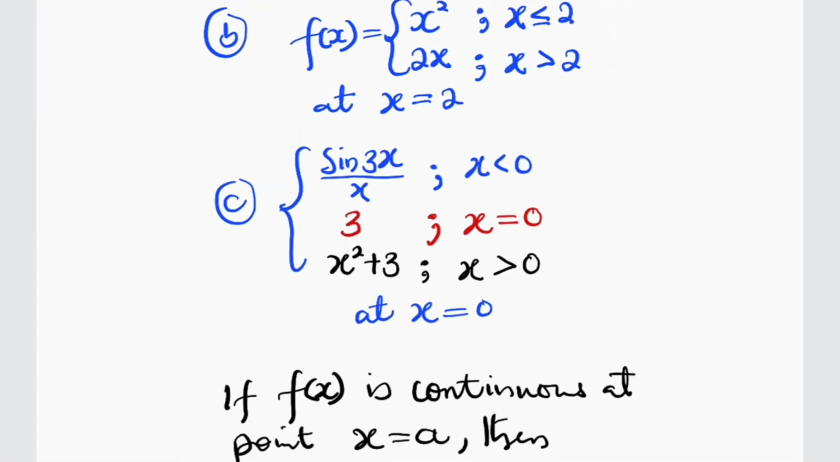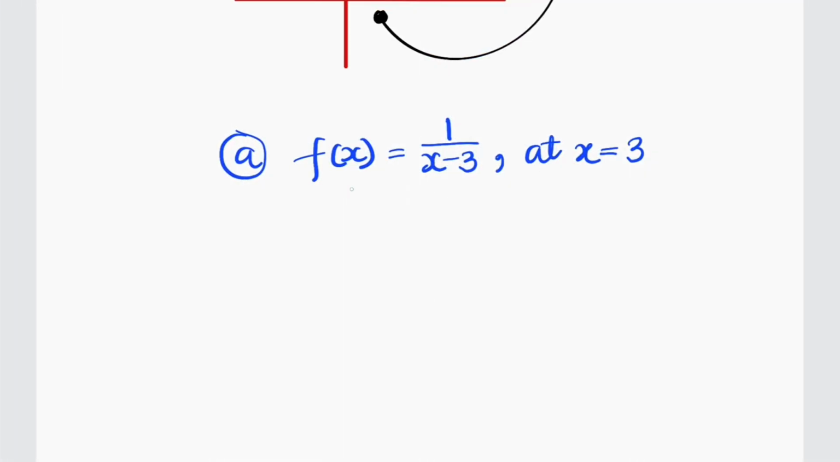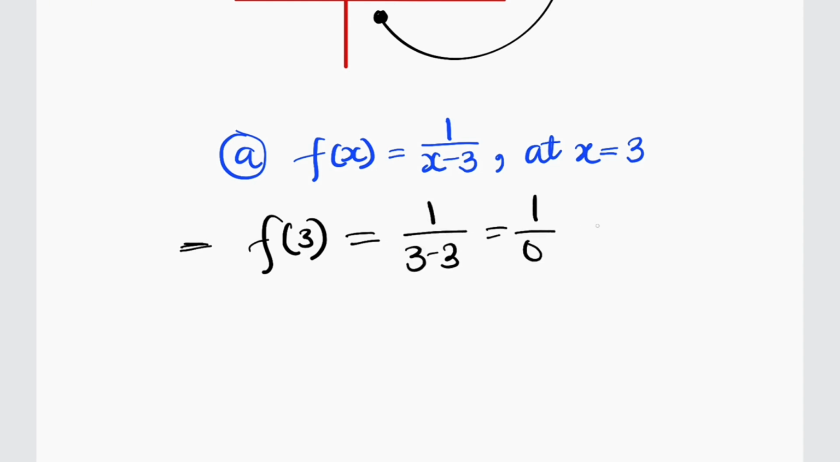So let's go back to our main problem. Let me copy the first one to check. So this is our first function, f of x equal to 1 divided by x minus 3. We would like to check whether it is continuous at x equal to 3. So let's check the first item, which is to find out whether f of 3 is defined. This is equal to 1 divided by 3 minus 3, which is 1 divided by 0, and you know that this is undefined.